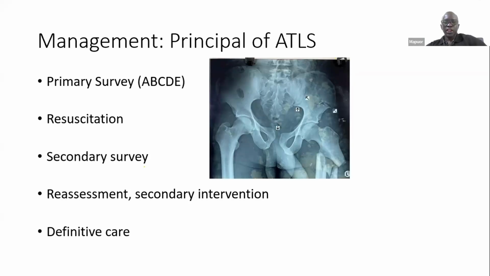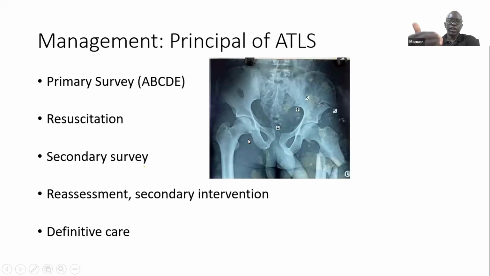Now, before I go back to that, let's discuss this X-ray here. This patient that I present here, you have here a disruption of the symphysis pubis. On the right side, you have the SI joint disrupted. You have here on the left side, the iliac wing is smashed. There is a fracture here, and at the same time, you have a subtrochanteric femur fracture. So these are the things we can see here on this X-ray.